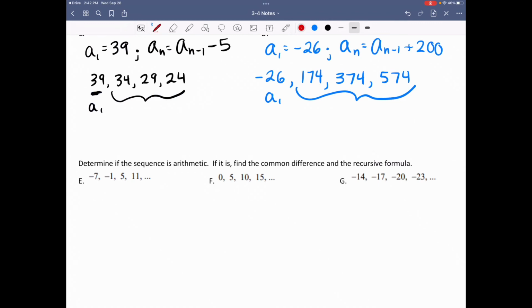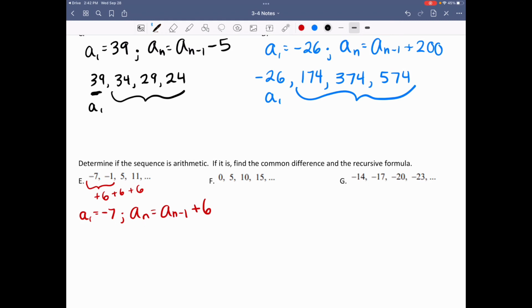On this next problem, determine if the sequence is arithmetic. If it is, find the common difference and the recursive formula. Well, let's see. How do we get from here to here? We added 6. And to get from negative 1 to 5, we added 6. And to get from 5 to 11, we added 6. So therefore, it is arithmetic. And it's going to be starting with A sub 1. Our first term is negative 7. We're adding 6 each time, so we have a sub n is equal to a sub n minus 1. We are adding 6 each time.